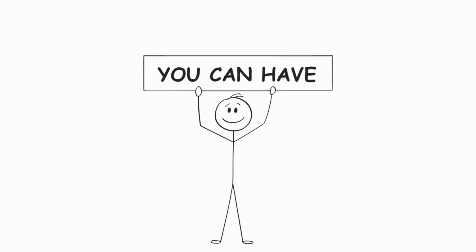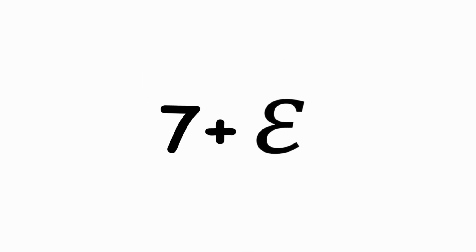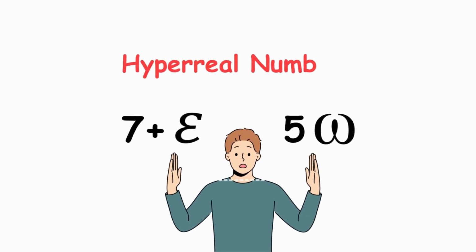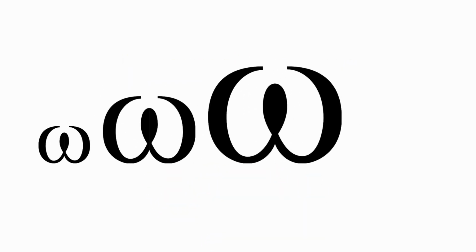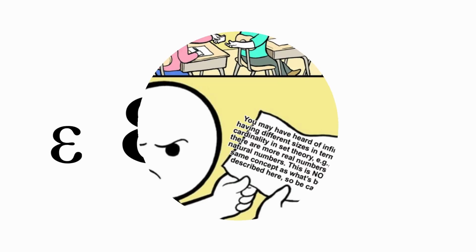For example, you can have 7 plus epsilon, or 5 omega. These are examples of hyperreal numbers. In this system, different sizes of infinities and infinitesimals can exist.